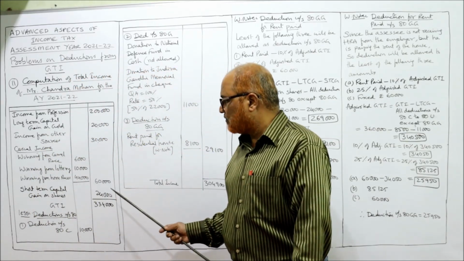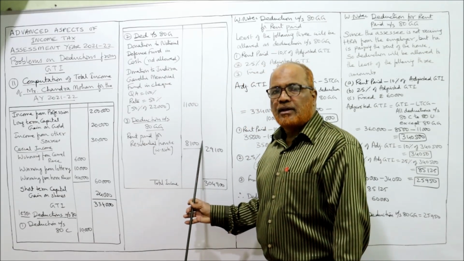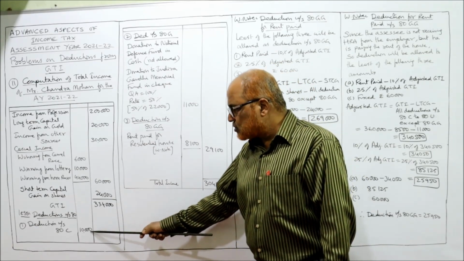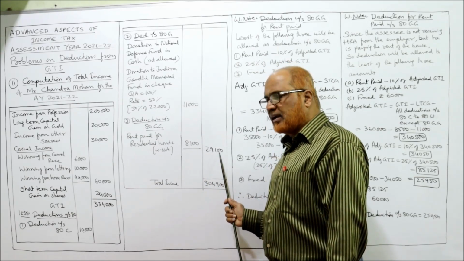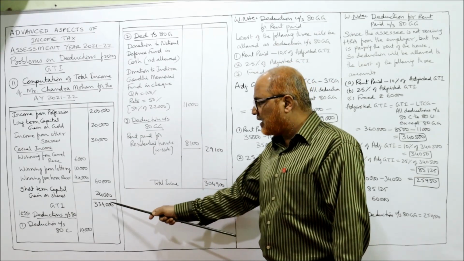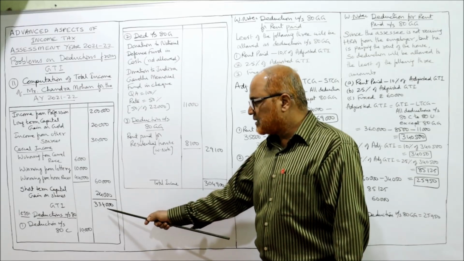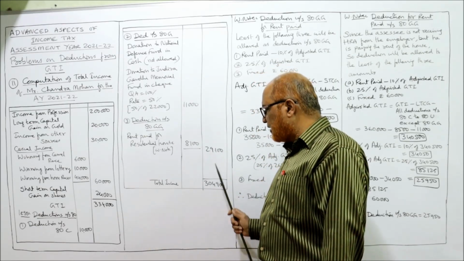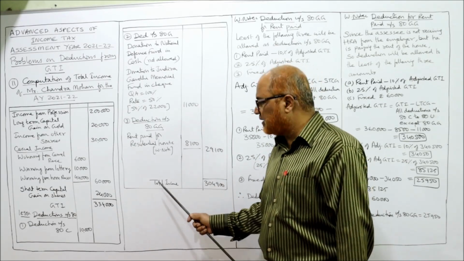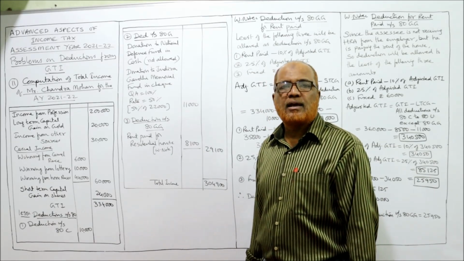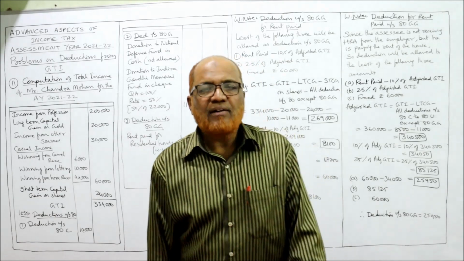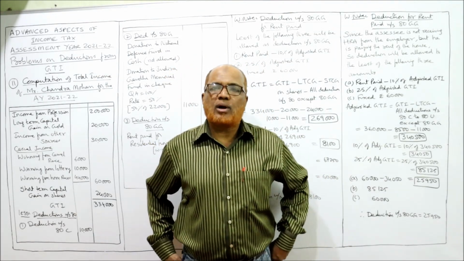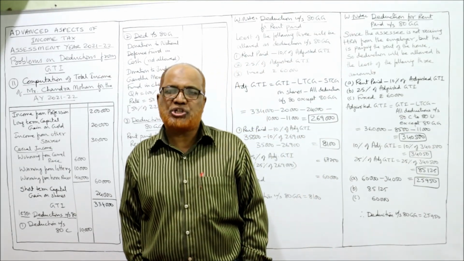This is the 8,100 I have taken here. Now take the total: 10,000 plus 11,000 plus 8,100 is 29,100. Deduct 29,100 from 3,34,000. 3,34,000 minus 29,100 is 3,04,900. This is the total income. That's it. So I have completed 11 problems on deductions from GTI.